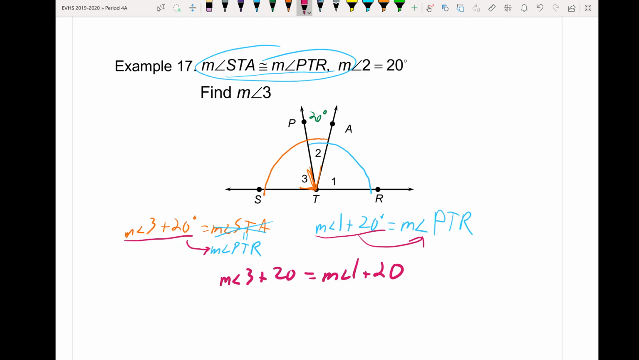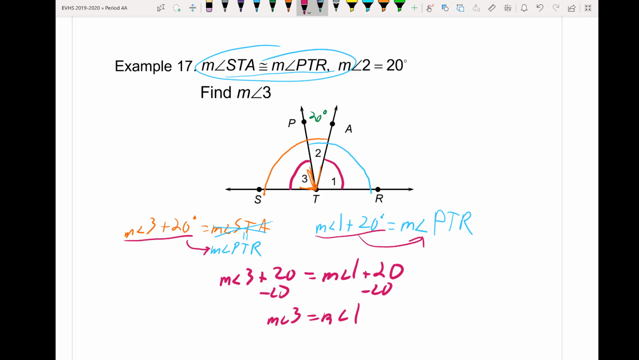And now what happens when I subtract 20 from both sides? Measure of angle 3 equals the measure of angle 1. Now, while it may have looked that way, we didn't know that for sure until we were able to prove it mathematically. Okay? So we know that the measure of angle 3 equals the measure of angle 1.